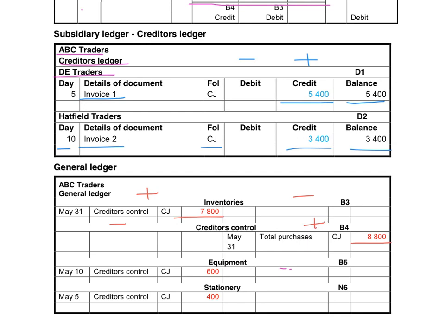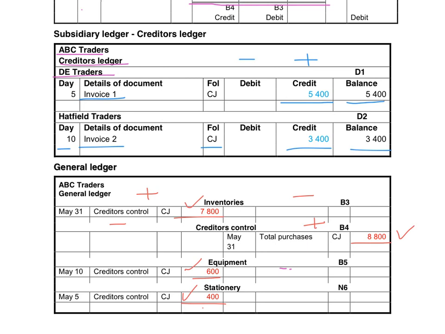Then we also bought stationery for 400, so I will debit my stationery account with 400, and we bought equipment for 600, so I will debit my equipment account with 600. If I add up the figures on the debit side, those three figures must equal the amount on the credit side to ensure that we've completed a double entry.